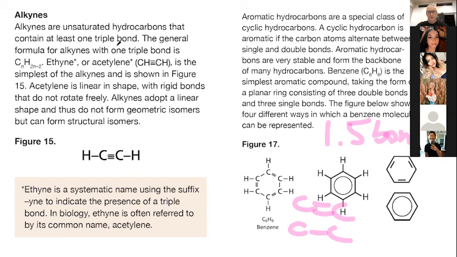Double bond is shorter. The reason is you need to move those two atoms closer together to get the second pair of electrons to be shared. They need to be pushed together a little bit. So single bond is actually longer than a double bond. A triple bond is even shorter.